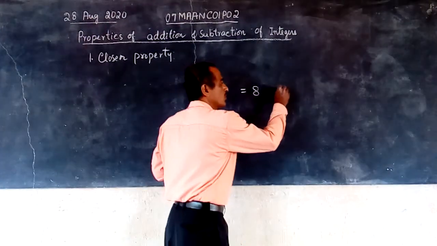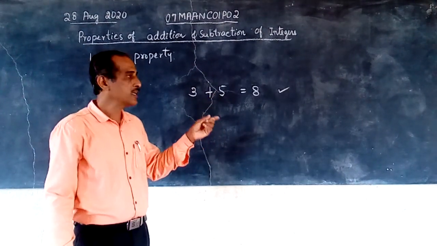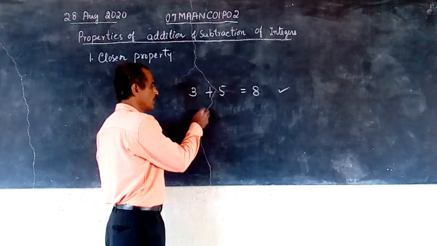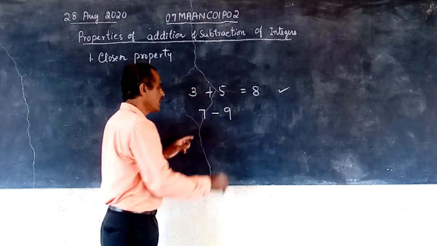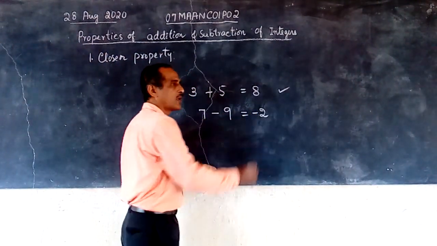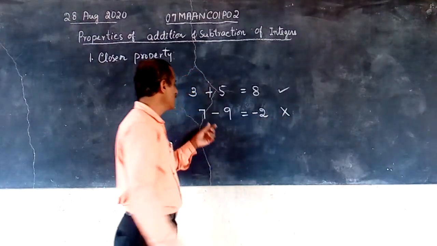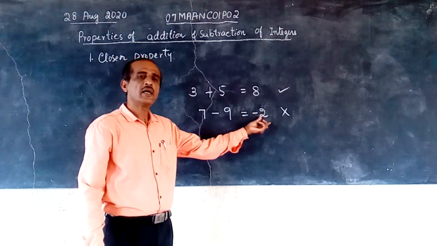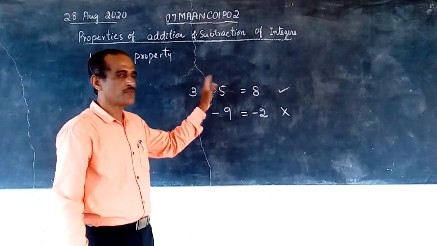Closure property holds good for addition of whole numbers, but it does not hold good for subtraction. Why? Because I will subtract two numbers. Say 7 is one whole number, 9 is another whole number. If you subtract this, 7 minus 9 is equal to minus 2. It is not a whole number. For subtraction of whole numbers, closure property does not hold good, because if you subtract two whole numbers, you will get an integer here. Minus 2 is not a whole number, it is an integer. Okay, so this is for whole numbers.